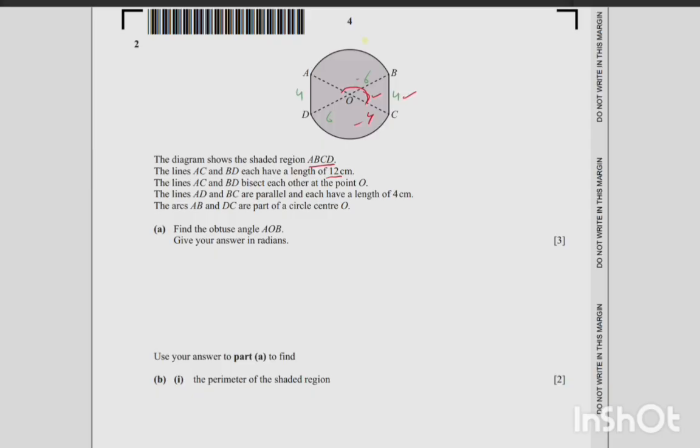So here what's the logic? We first of all have to find the angle BOC. Okay, dear friend, now what's the BOC? Here we have to apply the cosine law.